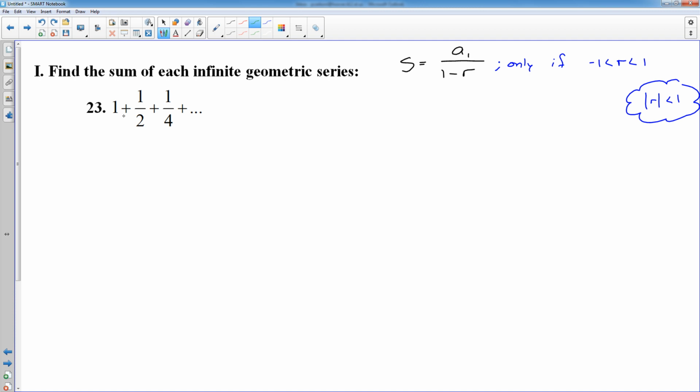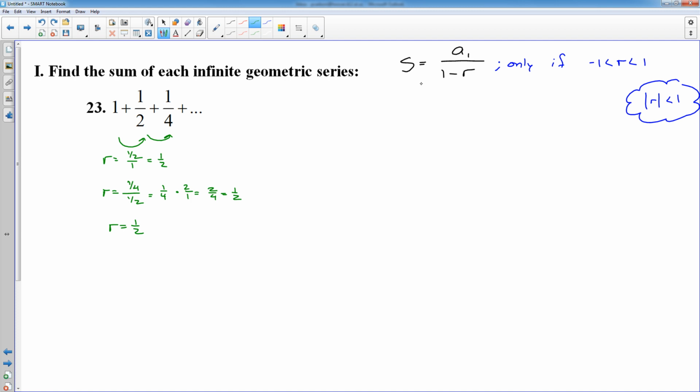So let's see, I can already tell my first term is 1, but I need to find the ratio. My ratio is going to be my second term divided by my first term. 1/2 divided by 1 is 1/2. Just to make doubly sure that I did the ratio correctly, I'll find the ratio for the next two also, from 1/2 to 1/4. That'll be 1/4 divided by 1/2, which is the same thing as 1/4 times the reciprocal of that one, so times 2 over 1, which is 2 over 4, which is 1/2. So I know that my ratio is 1/2.